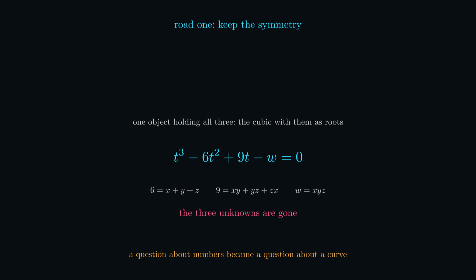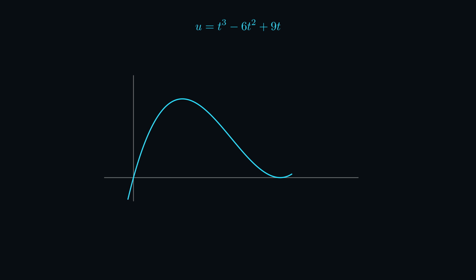Look at what just happened. The 3 unknowns are gone. They have been folded into a single curve, and the question about them has become a question about that curve. Now the question reads, for which values of the product does this cubic have 3 different real roots? And that is a picture.